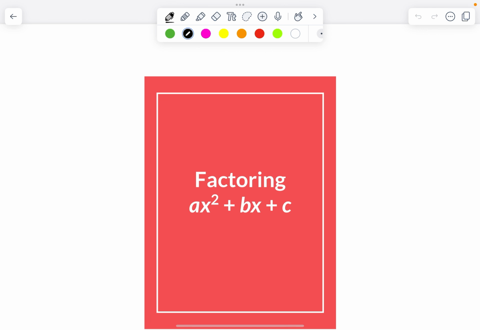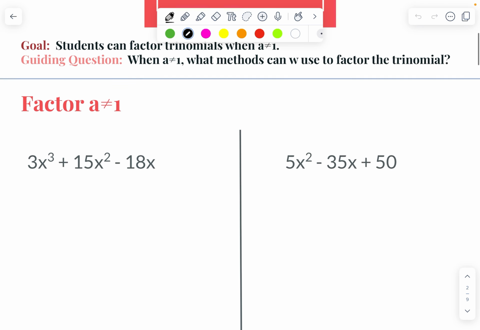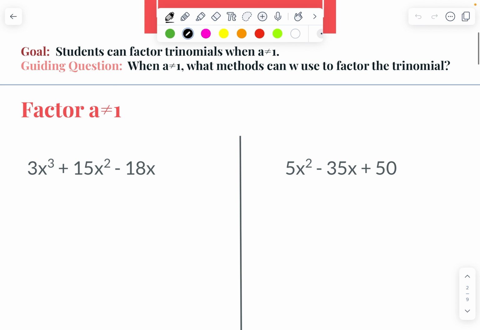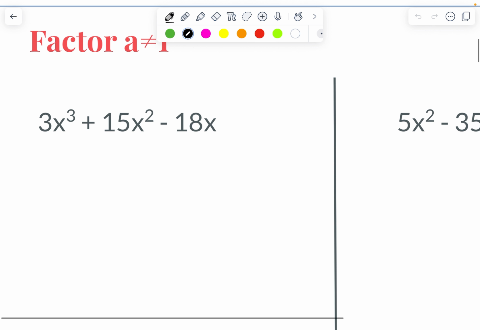Hi friends, today we're going to talk about factoring trinomials when the value of a is bigger than 1. So the first thing we always want to look for is any common factors to take out. So here I know that 3 and 15 and 18 all have a common factor of 3.